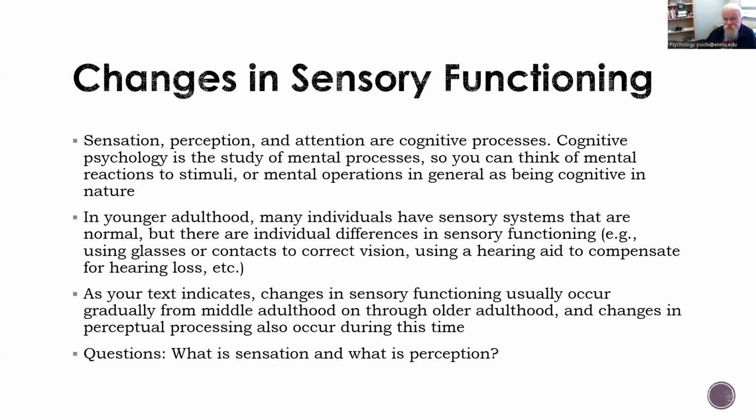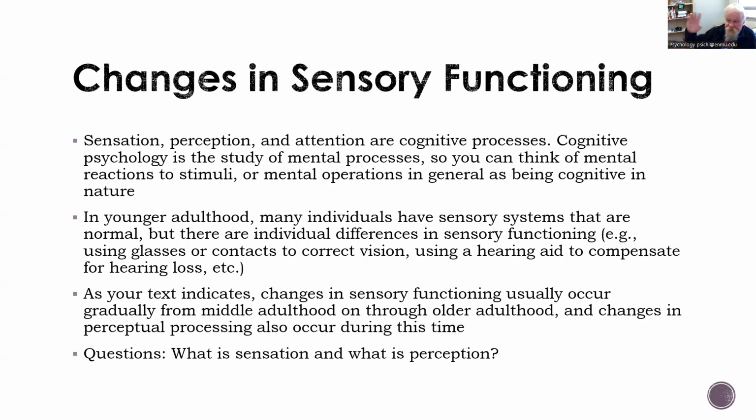It says here, in younger adulthood, many individuals have sensory systems that are normal, but, as I said before, there are individual differences in sensory functioning, okay? Some people use glasses, even from childhood, right? To correct their vision and be able to take in visual stimuli. And some people, even children, use a hearing aid, right, when they can't hear too well. So that's a way of compensating for having hearing loss, okay?